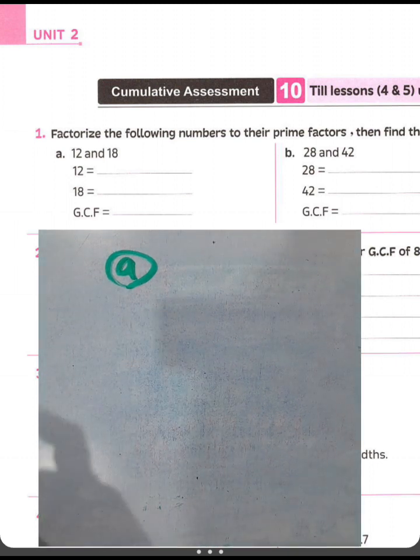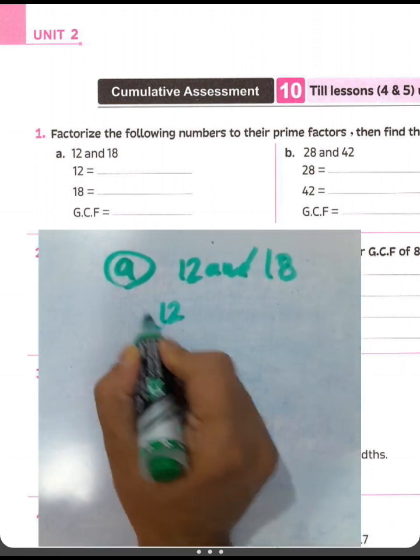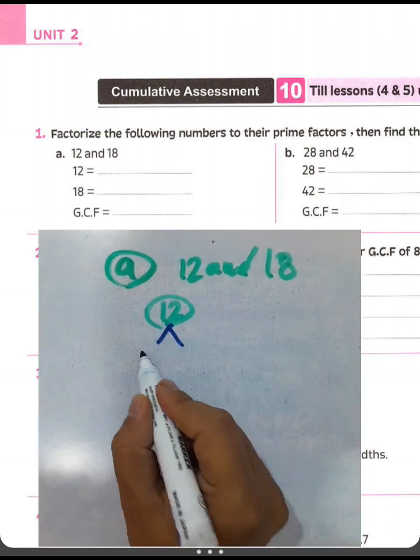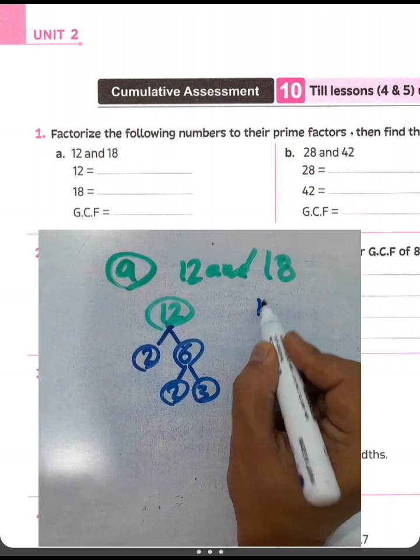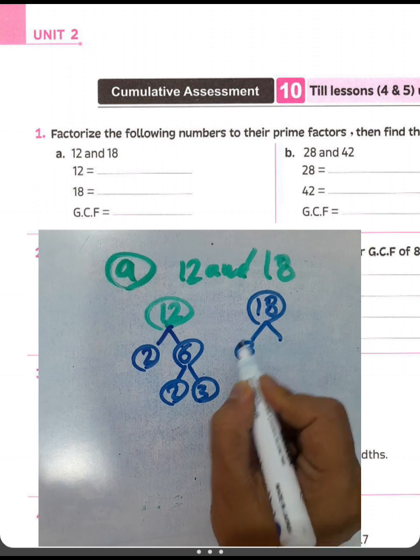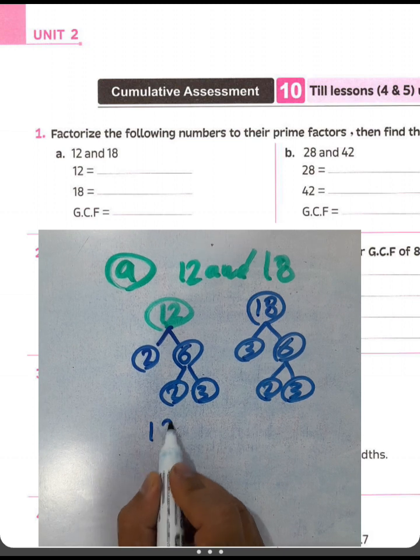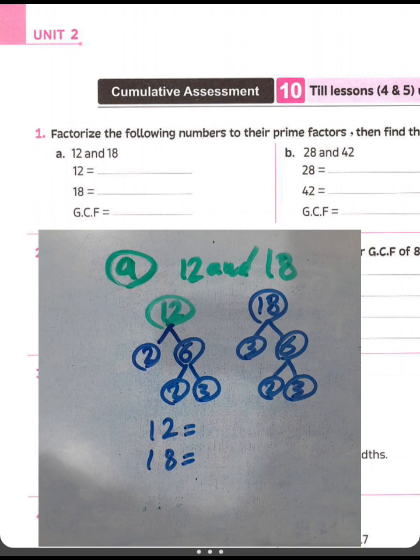12 and 18. We have this in the example here. We can use a tree diagram to find the greatest common factor between them. We know 12 equals 2 times 6, and 6 equals 2 times 3. And 18 equals 3 times 6, and 6 equals 2 times 3. We can write here 12 equals and 18 equals, and write the common prime factors between them.